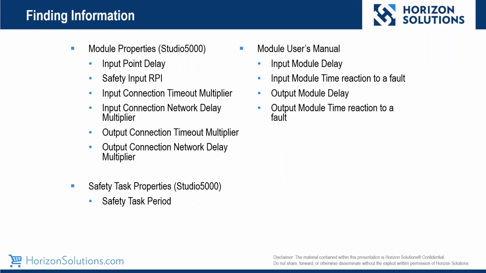RPI stands for requested packet interval. This is effectively the scan rate of the safety input. The input connection timeout multiplier, as well as the output connection timeout multiplier, are a calculation for how many packets can be dropped in communications before there is a network fault. The connection multiplier for each of those is just that. It's a delay multiplier. These are also found within the module properties. We'll go over shortly where to actually find these within the individual windows.